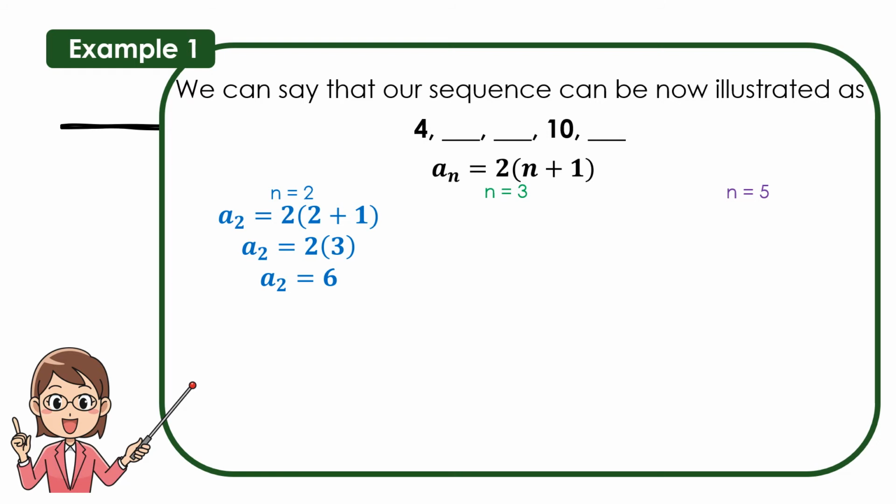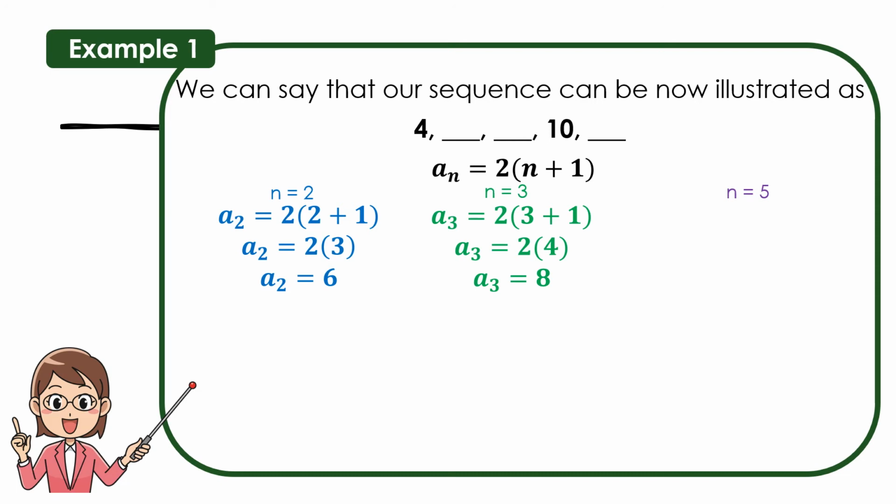Let us proceed with our third term, which is n is equal to 3. Substitute the value of n to our given formula gives us a sub 3 is equal to 2 times 3 plus 1. Adding the terms inside the parenthesis gives us a sub 3 is equal to 2 times 4. Multiplying the factors gives us 8. Hence, we can say that our third term is 8.